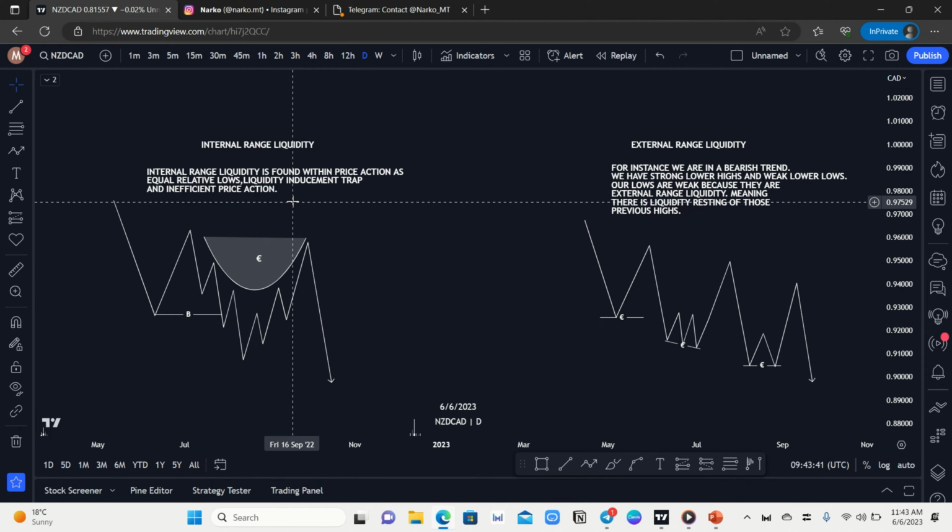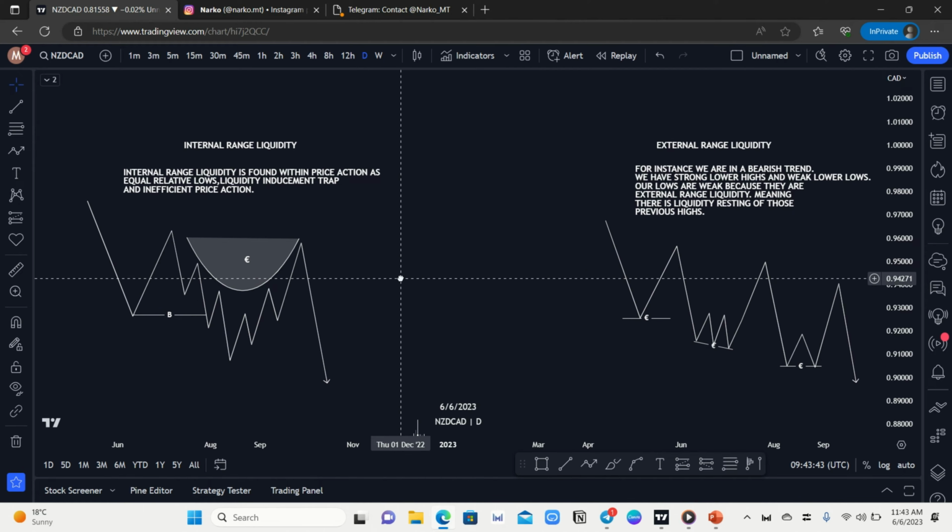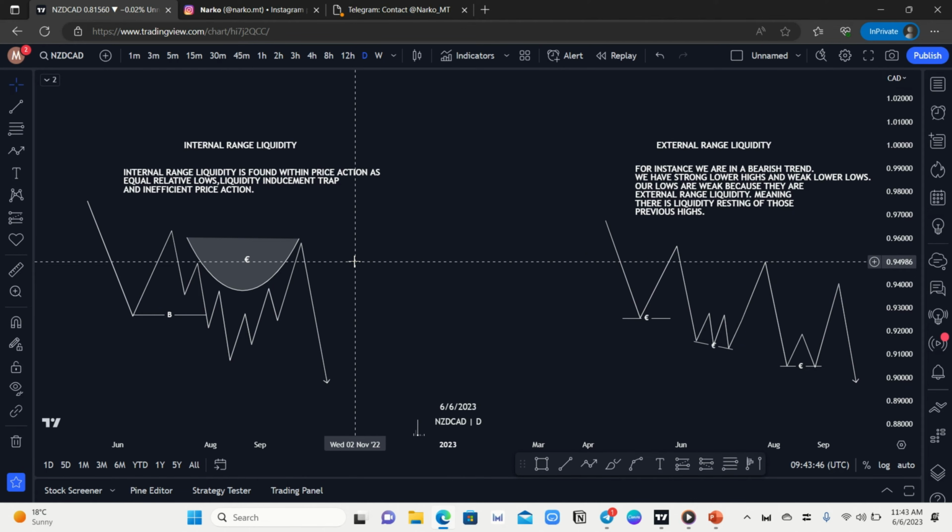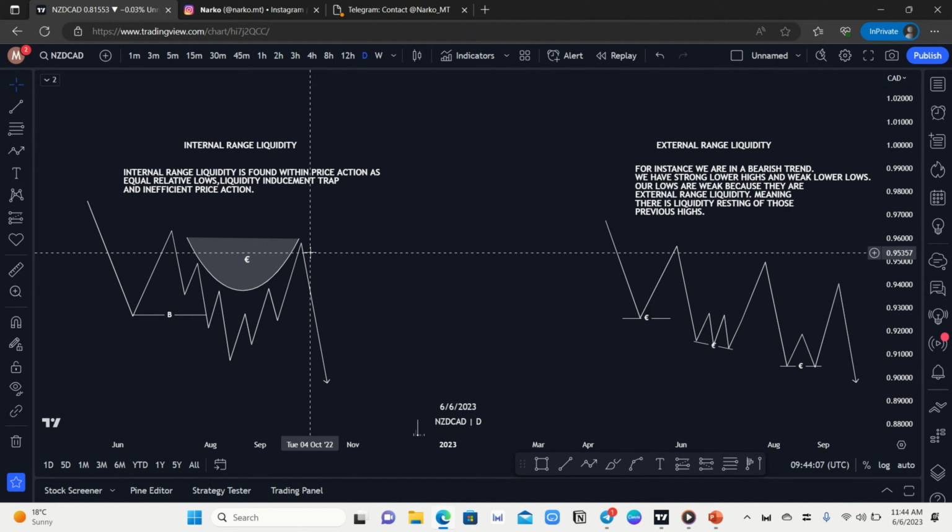Okay, if you're new to liquidity, I'll pin a video on the top right corner where you'll find the basics of liquidity and all the secrets of liquidity. In this video, we're going to mainly focus on internal range liquidity and external range liquidity, how to use them, and get profitable in entering your setups and master your setups.